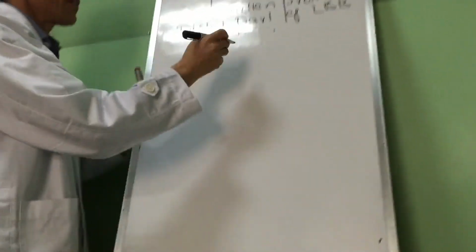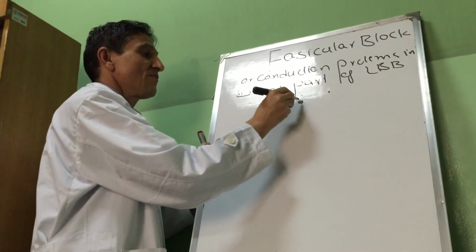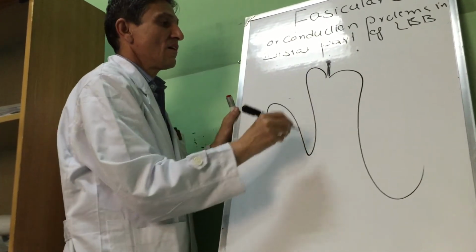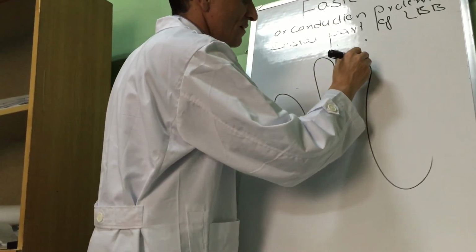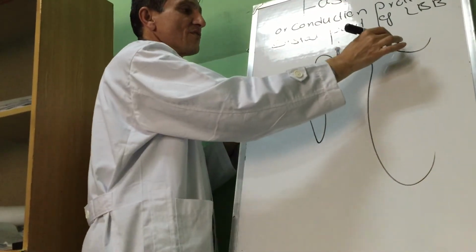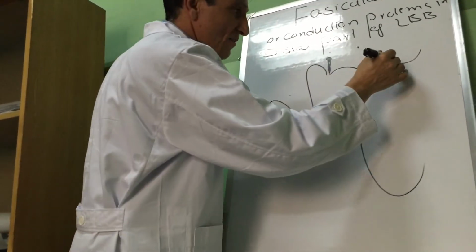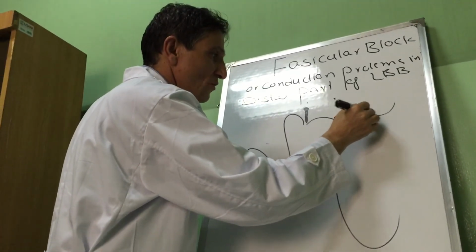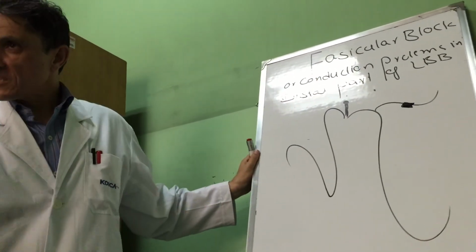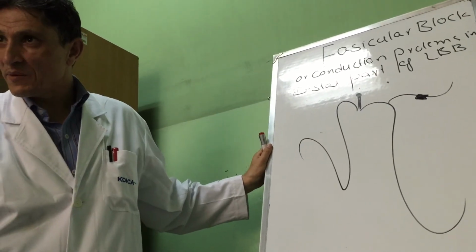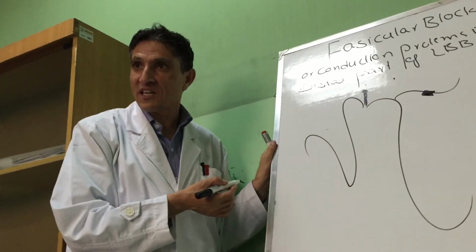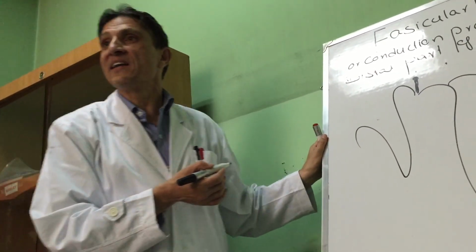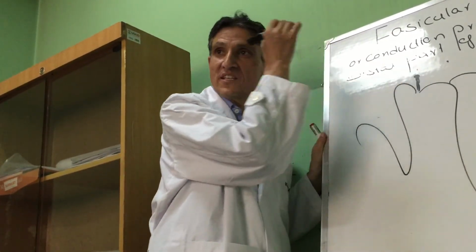Now, anterior fascicular block. If there is a block of the anterior fascicle, what will happen? Left axis deviation, and we call that left anterior hemiblock. On the ECG, left axis deviation criteria: positive QRS complex in lead 1 and negative in leads 2 and 3. This was about the anterior fascicular block.